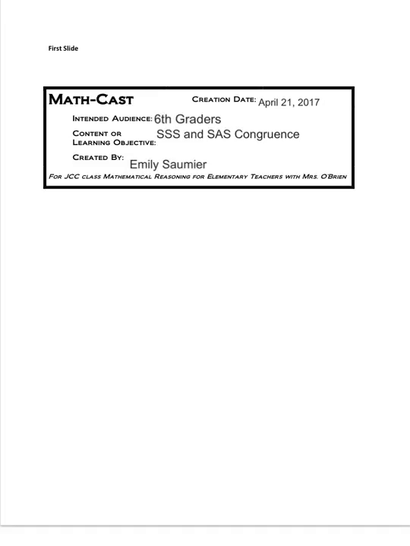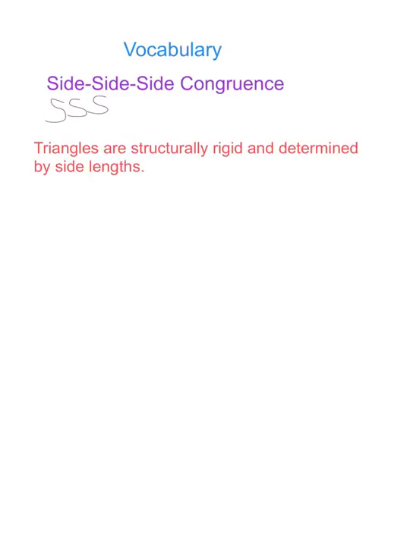Hello class, today we're going to learn about side-side-side and side-angle-side congruence theorems. The vocabulary you need to know for this lesson is side-side-side congruence, which is called SSS congruence for triangles. It is the mathematical way to say that triangles are structurally rigid and determined by their side length.